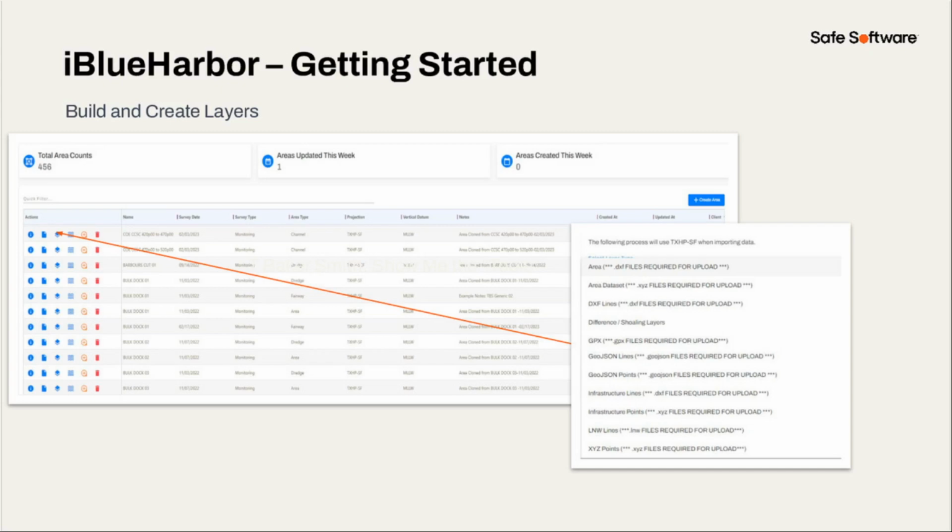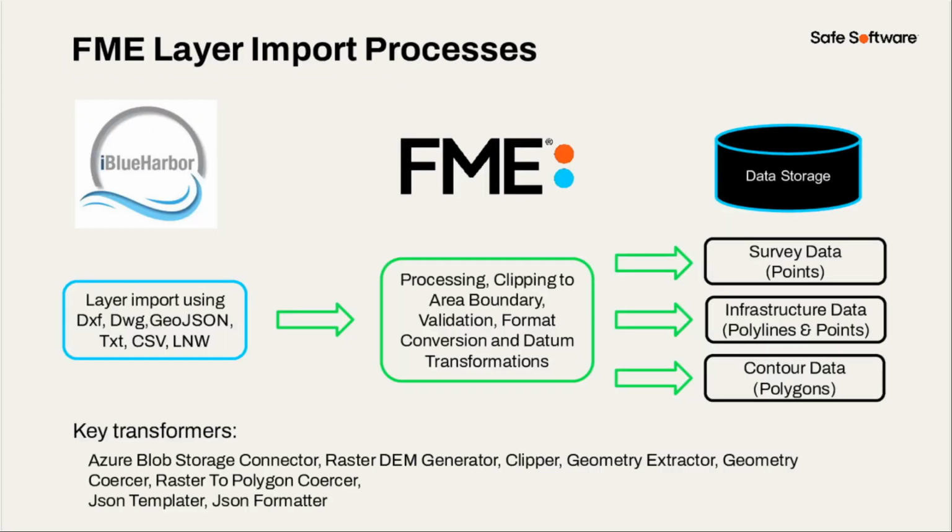And format wise, like we were saying, you can upload DXFs and the XYZs. DXFs would be for your boundary and infrastructure points, to be used later on to create your layers. And like we're showing here, those are the formats that we support right now: DXF, DWG, GeoJSON, text, CSV, and the HiPack LNW.